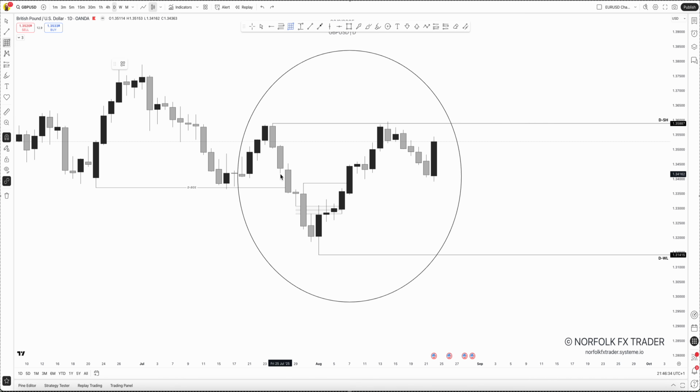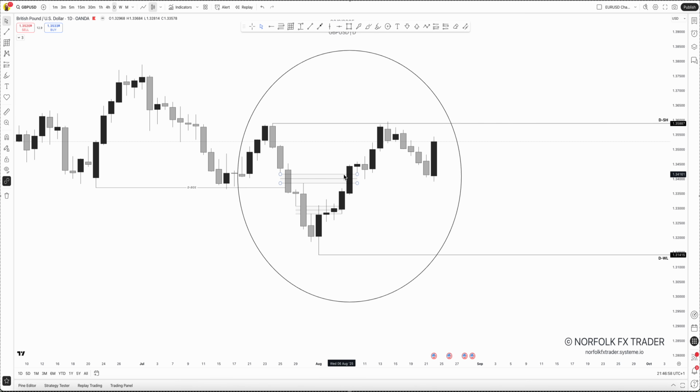Well, we now have a previous imbalance here. So this is a previous imbalance. Let me just take off the magnet here. So this previous imbalance right here was filled on this candle to the upside before we dropped to the downside. So now we can mark it off. That's a previous unfilled imbalance. And that's why we see the market pushing up to that area.